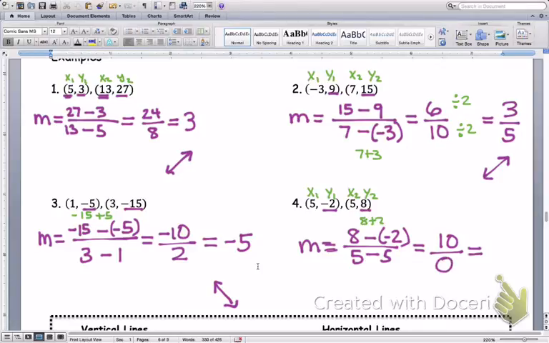So we got to simplify this. So we have 10 divided by 0, but wait, you cannot divide by 0. So we have a rule in math that we can't divide by 0. So that means there's no way that's going to happen. You'll get an error in any calculator you try it out. You can't take something and split it into 0 parts. This is going to be our special case when the slope does not exist. So we say that's undefined.